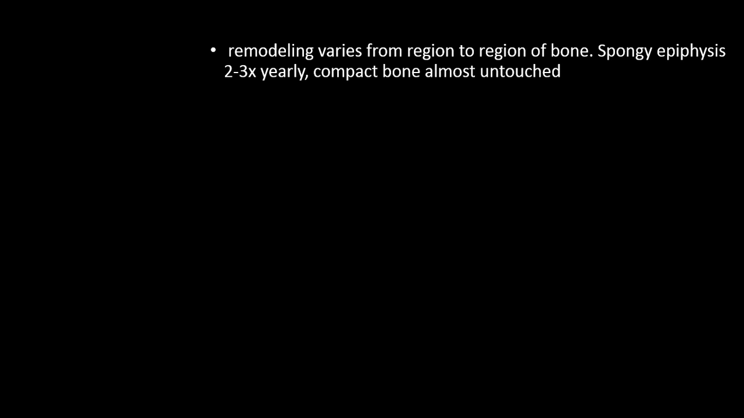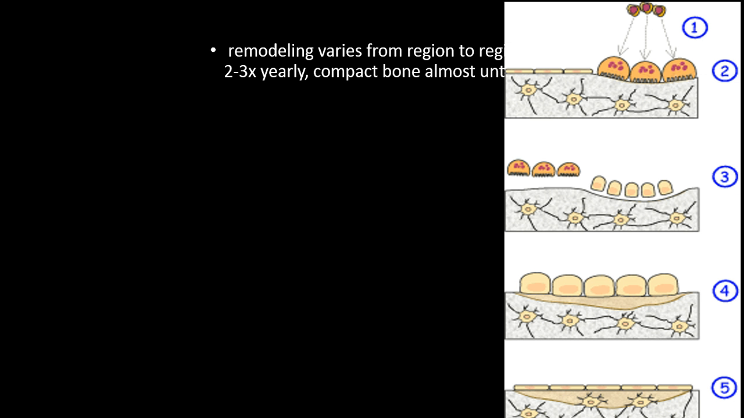Remodeling varies from region to region and bone to bone. Some bones don't go through as extreme remodeling as others, and it also has to do with the amount of stimulus and stress put on those bones. For example, spongy epiphysis is replaced, remember epiphysis is at the very ends of bones, 2 to 3 times per year, while a lot of times the compact bone itself isn't replaced at all.